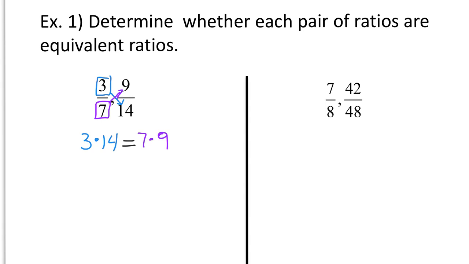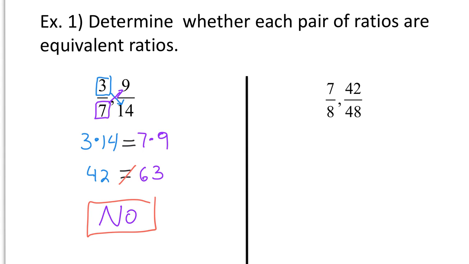So let's go ahead and multiply. I multiply those numbers and I got 42 on the left side equals 63 on the right side. Well, guess what? That is not true. So I'm just going to put a not equal sign in the middle of the two numbers. The question is to determine if they're equivalent ratios. So the answer is no, they are not equivalent.